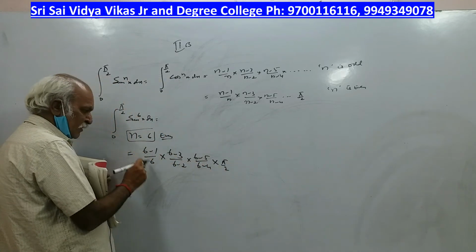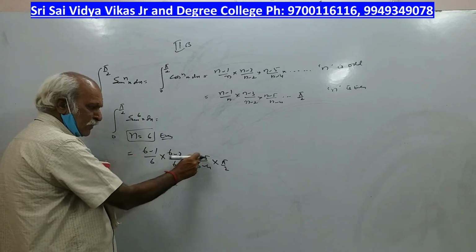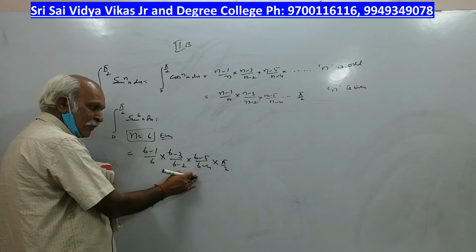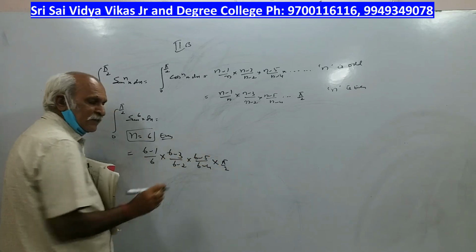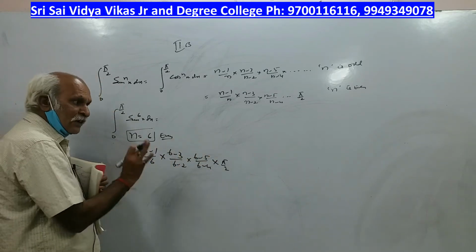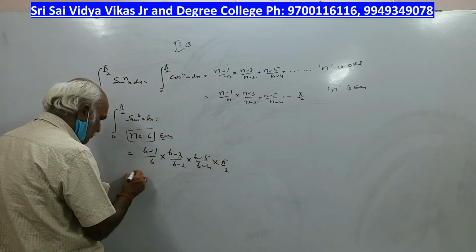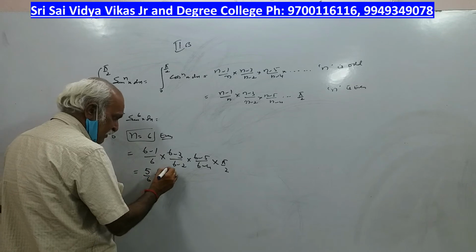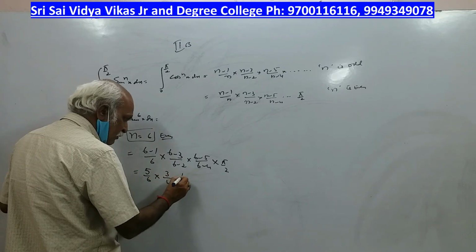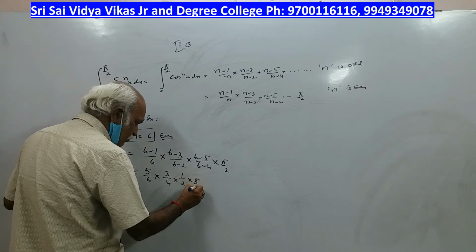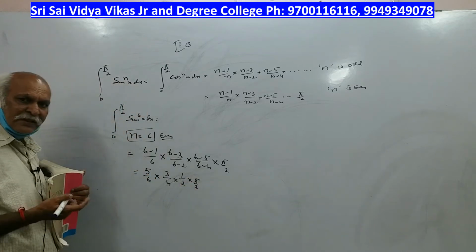Again, 6 minus 1 by 6, 6 minus 3 by 6 minus 2, 6 minus 5 by 6 minus 4. Okay, the next one is 6 minus 7, so it is a negative value. So we should not write that. Then immediately what we have to write is pi by 2. Right? So it becomes 5 by 6, 3 by 4, 1 by 2 into pi by 2. If any cancellations are there, you can do it, otherwise leave it.